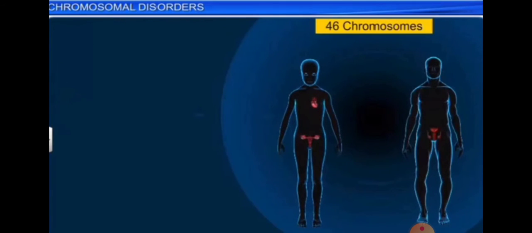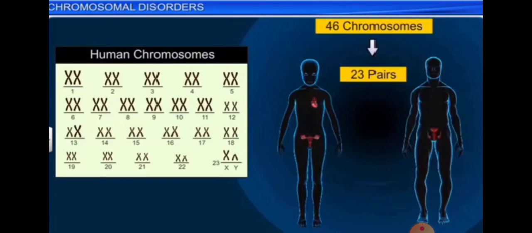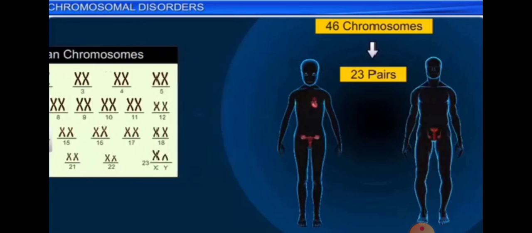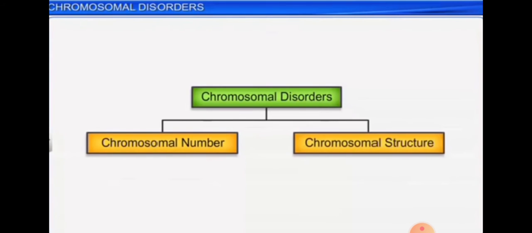A normal human has 46 chromosomes arranged in 23 pairs. However, even a slight variation from this pattern will cause abnormalities or some disorders. Chromosomal disorders are caused either due to changes in chromosomal number or due to changes in chromosomal structure.